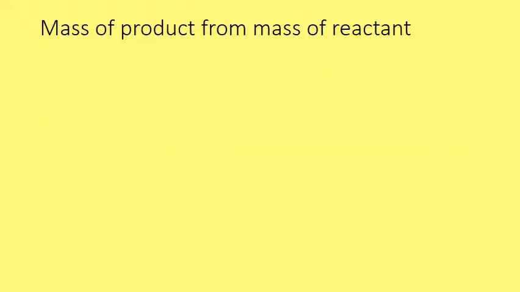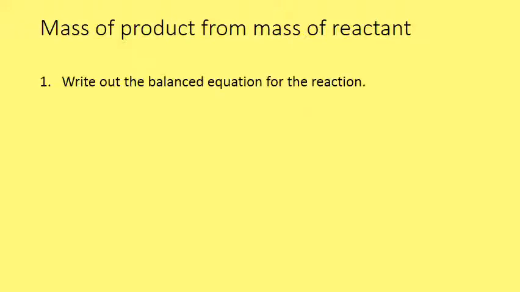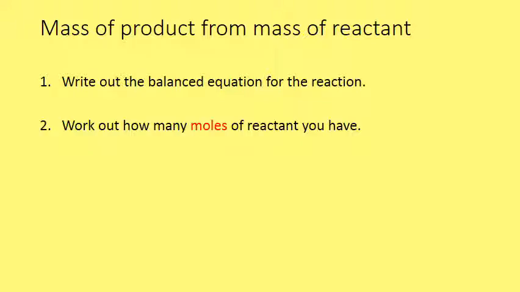So first of all, let's have a look at the mass of the product from a given mass of reactant. There's a process that we can go through. It's the same process for any calculation. So let's go through the process first. And the first step would be, of course, to write out the balanced equation for the reaction. Once we've got the balanced equation, then you're going to work out how many moles of reactant you have.